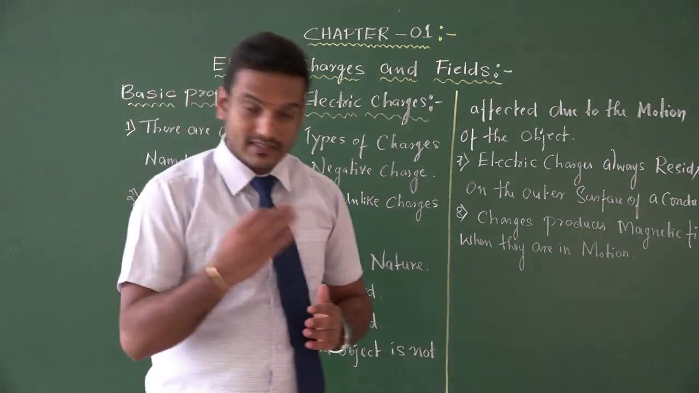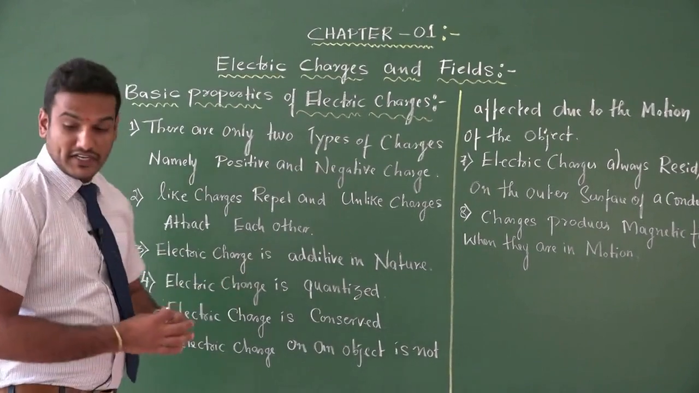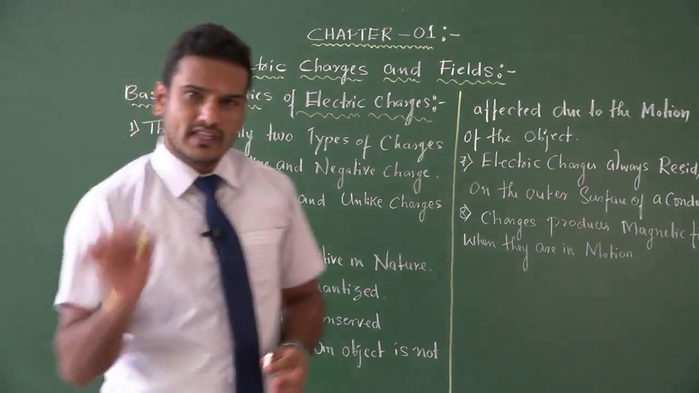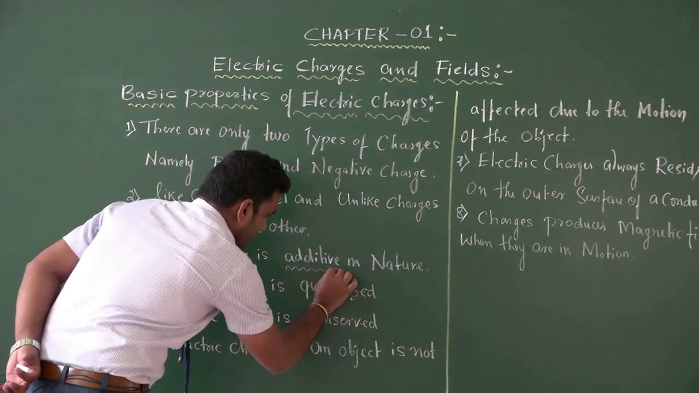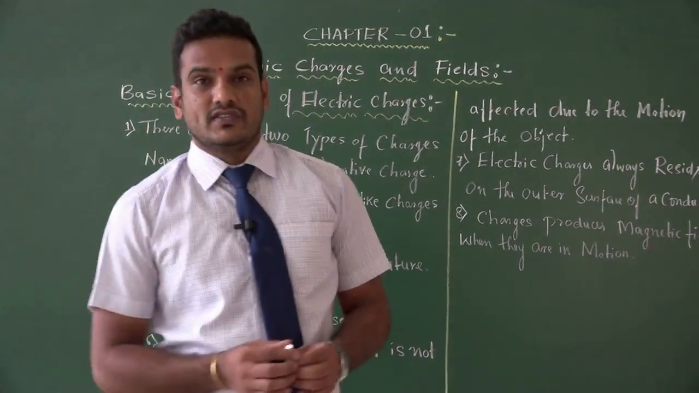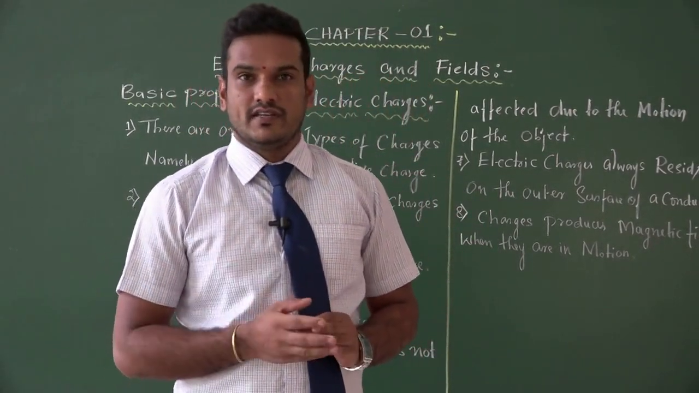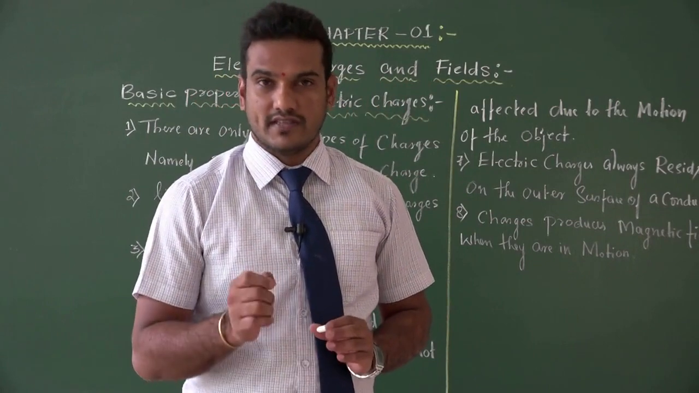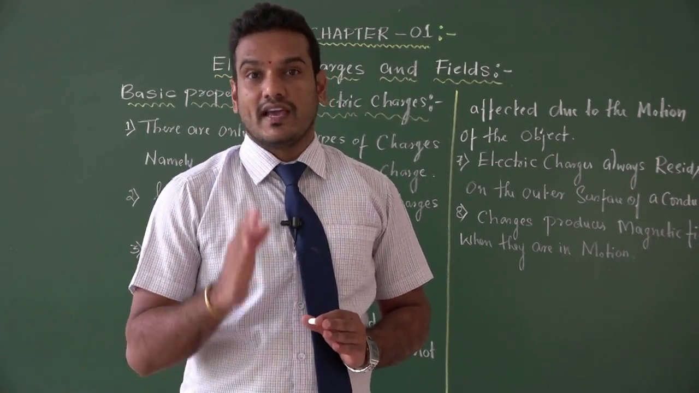We move on to the third property. Electric charge is additive in nature. Here one thing you have to notice: what exactly is additive? Additive in nature means that the total charge on an object is the algebraic sum of the charges located at different positions in the object.